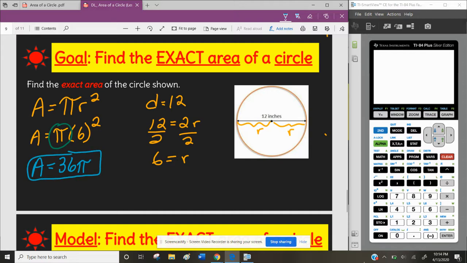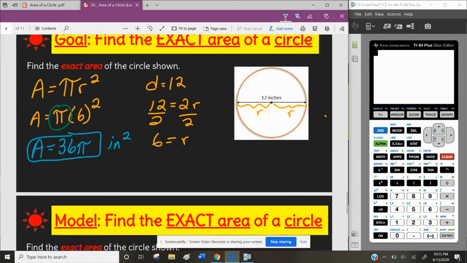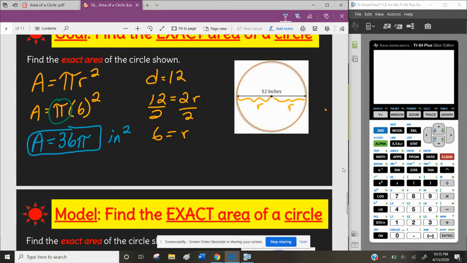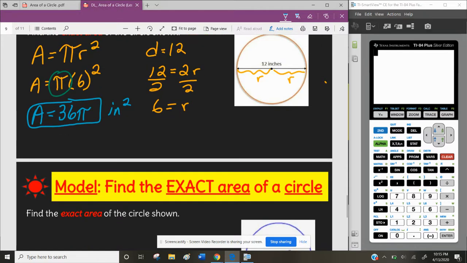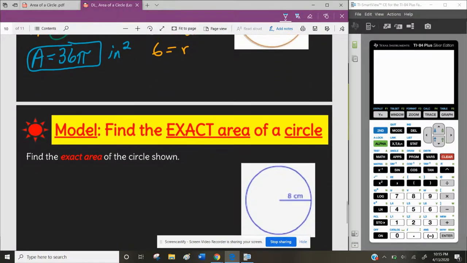We could include units as well, which would be inches squared. Area is squared units, but we're going to not do that. You don't have to. So again, to express something exactly that has an irrational component, a component that goes on forever, we just simply write it as 36 pi. Okay, pi being the irrational piece.